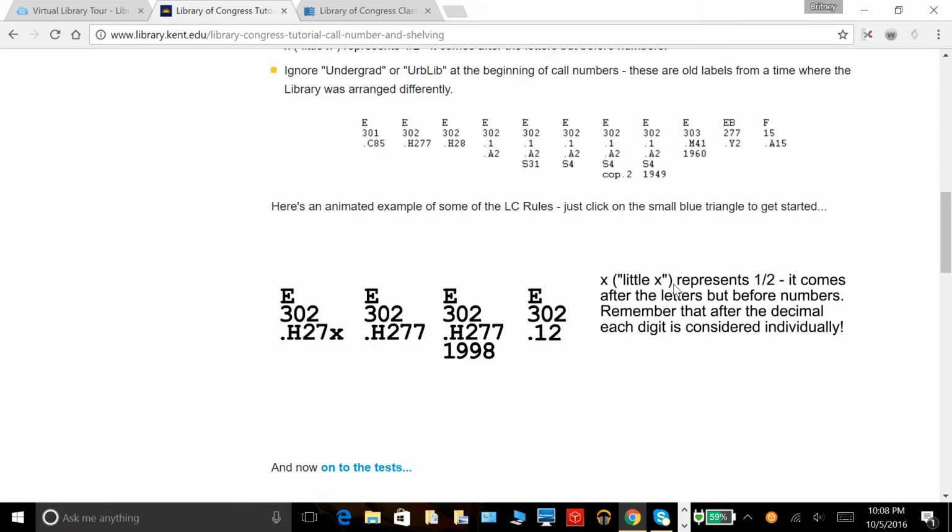The little X represents a half. Typically, these are somewhat rare. Remember, after the decimal, you consider each digit individually.